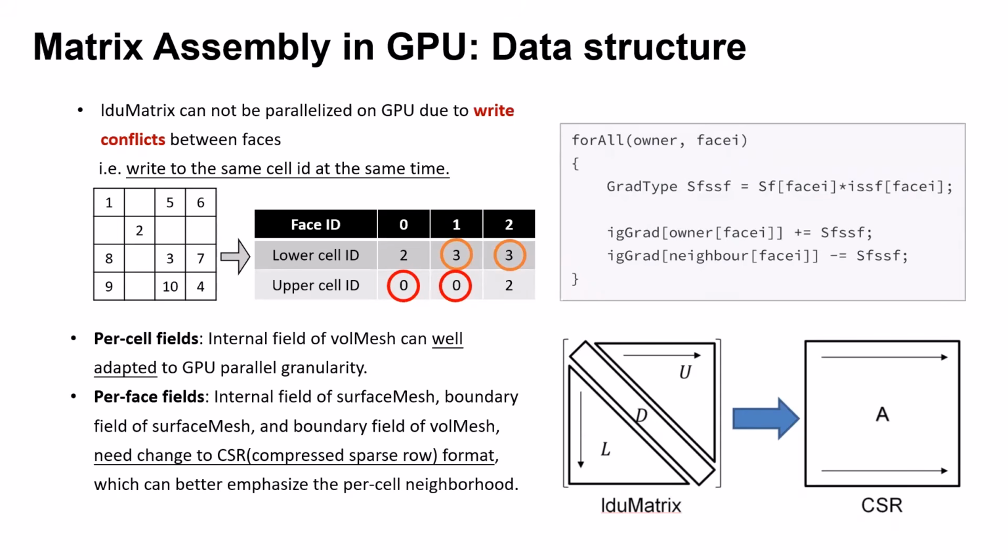To address this, we need to focus on the per-face fields, which include internal fields of the surface mesh, boundary fields of the surface mesh, and boundary fields of the volume mesh. And we need to change this LDU matrix to a CSR matrix. Now the face loop can easily be converted to a cell loop, and the write conflicts will no longer exist.